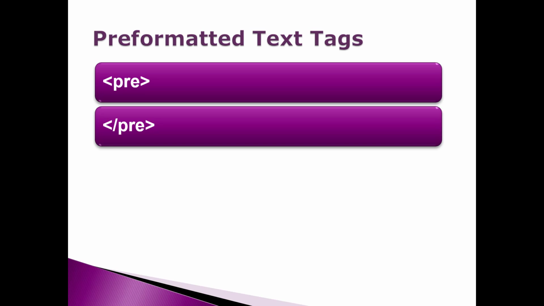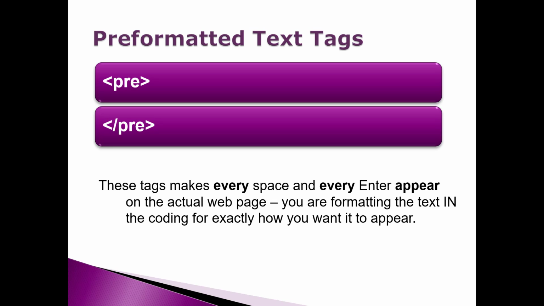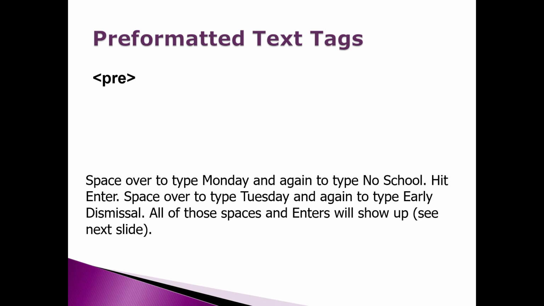Pre-formatting means we're going to format the text ahead of time, just like pre means before. So we're formatting it before we even view it. So this is going to make every single space and every single enter show up on the page. You may recall that I talked earlier about enters in your coding not showing up on your website, which was a good thing. But if we do want them to show up, here's another way to make them actually show up.